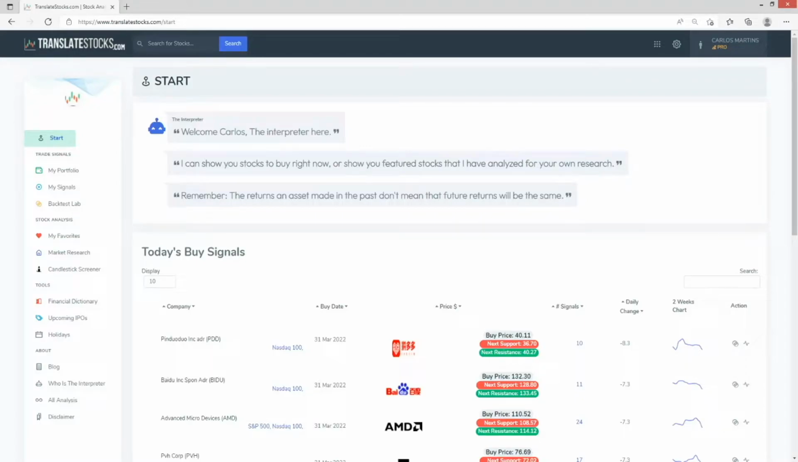Hello, traders. Now we are going to explain a very dear topic to us here at Translate Stocks. What exactly are these buy algorithms and how do they work?